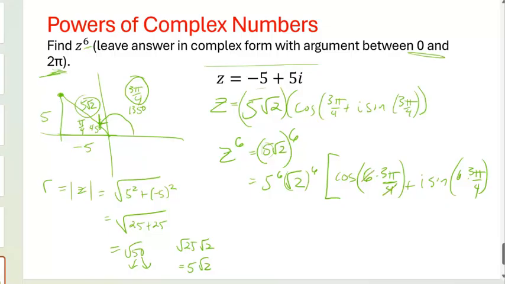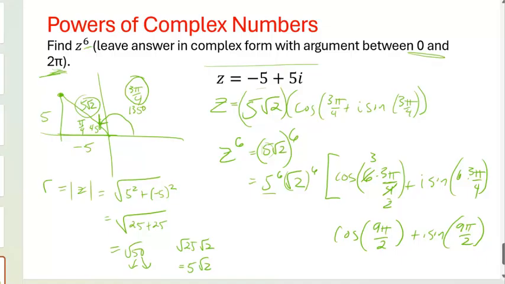Take 6 into both of those, right? 6 times 3 pi over 4. So my angle then should be what? 9 pi over 2? And this, oh geez, I don't know. Where's my calculator? I'm just going to leave that.